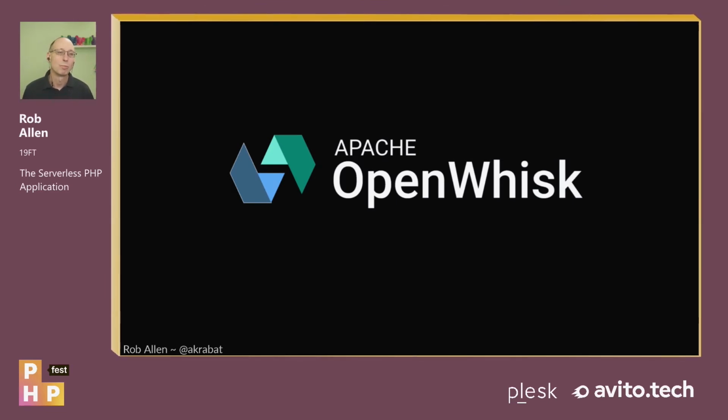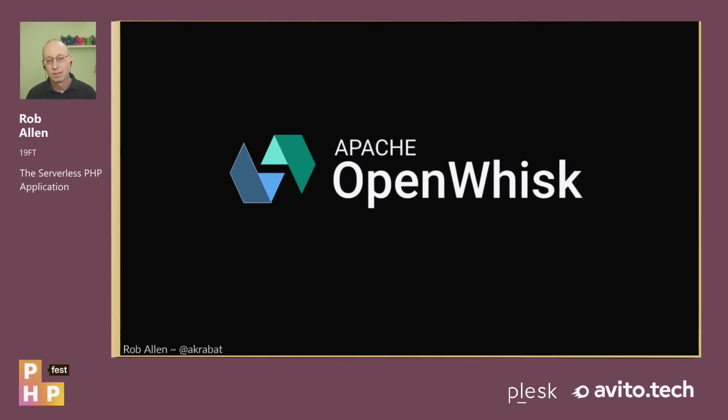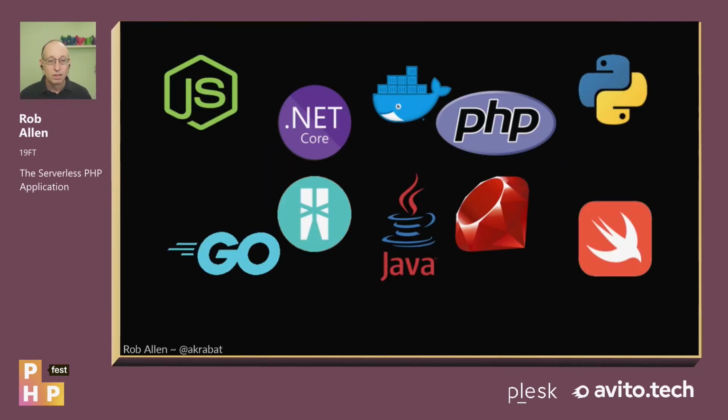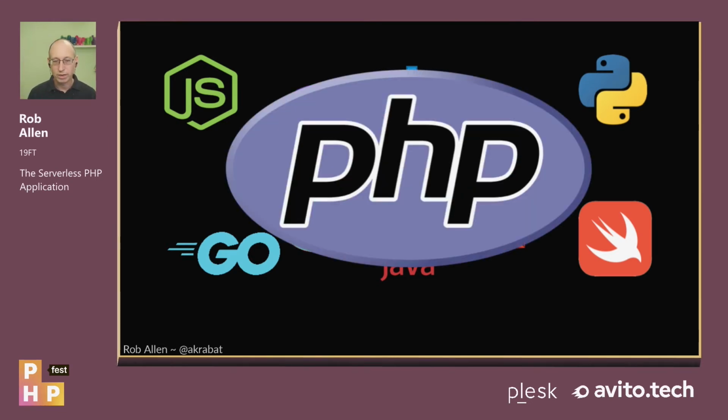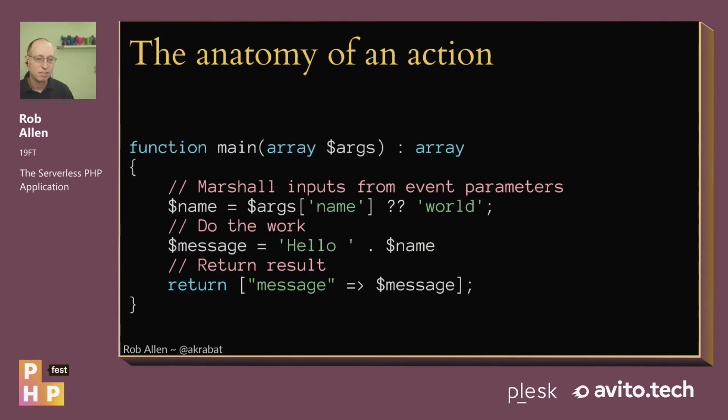Apache OpenWhisk is supported by multiple corporates: IBM, Adobe, Red Hat, Nava, people like that, all using Apache OpenWhisk. It supports lots and lots of languages, and you've probably seen or heard of most of those. But obviously the one we care about today is PHP. So let's talk about how PHP works on a serverless platform. We're going to use OpenWhisk because it's open source, so it's easier to talk about because we know what's happening.